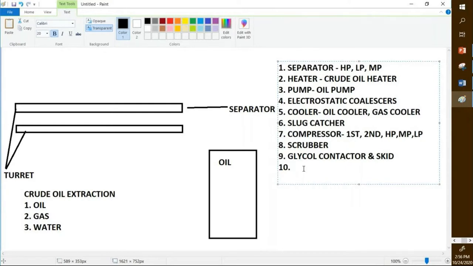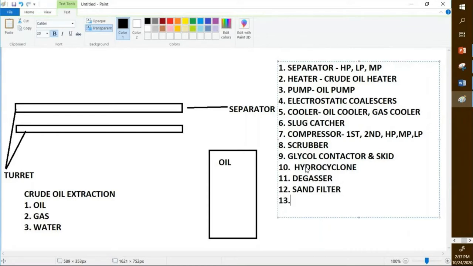And then we come to the produced water hydrocyclone. Yes, hydrocyclones will come, and the degasser will come into the picture. And then sand filters, if required, some sand filter will come into the picture. If any sand particles are there, the sand filter will come. Then the KOD drum will come into the picture.